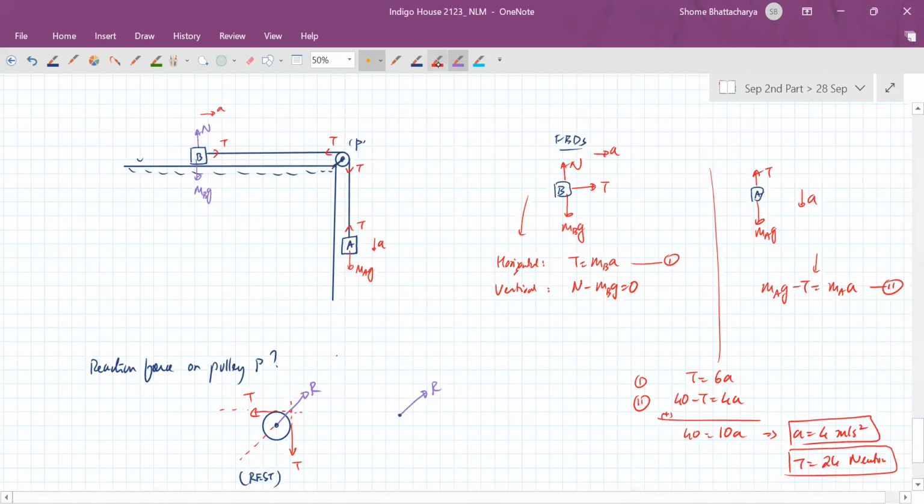So if you just show it as a point mass, it becomes even more clear what is happening here. These two tensions are acting like this. So the net force must be 0 in this case. So solve that to find the value of reaction force and substitute the value of tension from here.